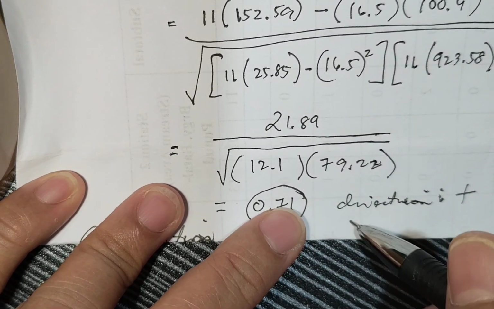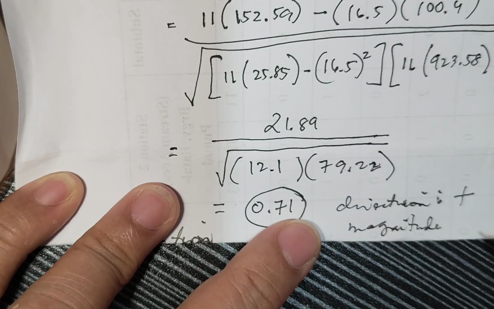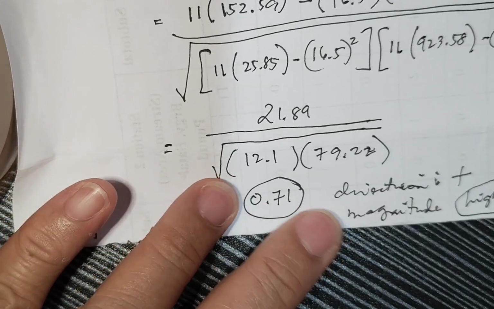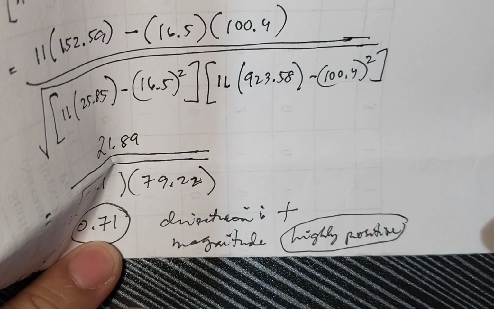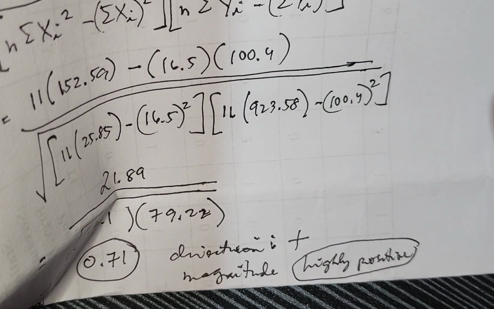And then our magnitude is closer to positive one. So it has a highly positive relationship. Yan, highly positive relationship. Okay? That's it. So for a coefficient, or the correlation coefficient, we can see the direction of the relationship and the magnitude of the relationship.